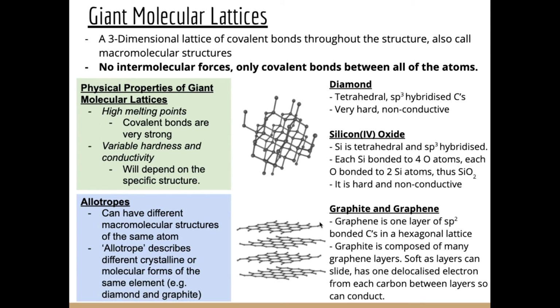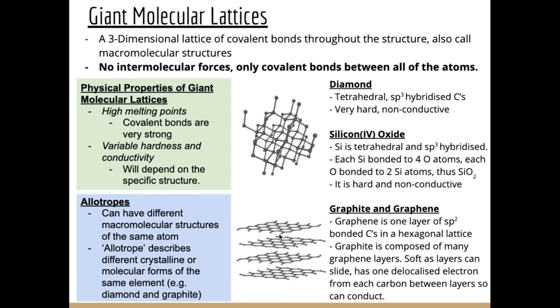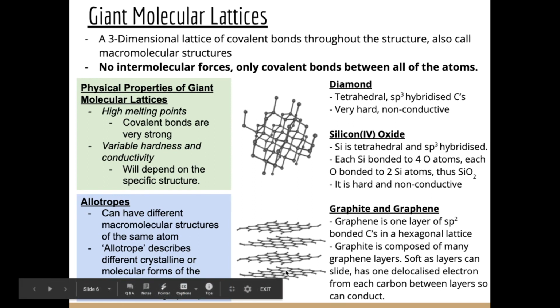The graphite and graphene are these arrangements here. Graphene is just one layer of sp2 bonded carbon in a hexagonal lattice, whereas graphite is composed of many graphene layers on top of each other. Graphite is soft as the layers can slide over one another, and it has one delocalized electron from each carbon between the layers, so it can conduct electricity. As you can see here, each carbon just has 3 bonds, so there's 1 electron delocalized between the layers for each carbon atom.